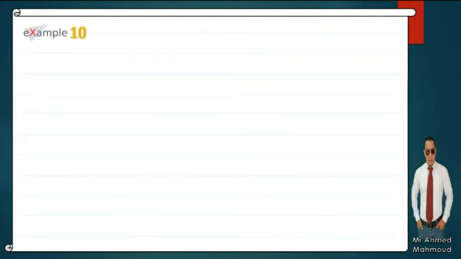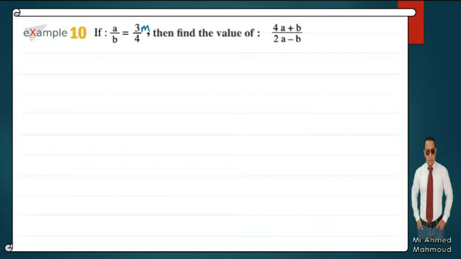Here we have drill example 10. In this example, we have a over b equal 3 over 4. Then find the value of (4a plus b) over (2a minus b). Here a equals 3m and b equals 4m. Therefore, in place of a and b, I will write 3m and 4m.